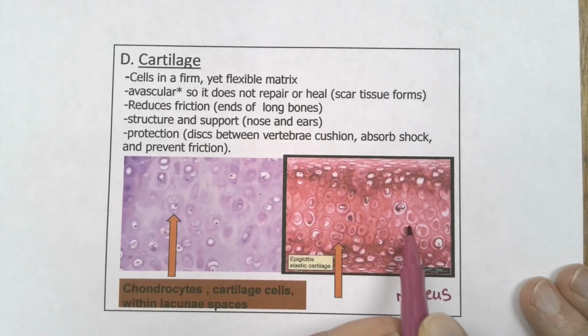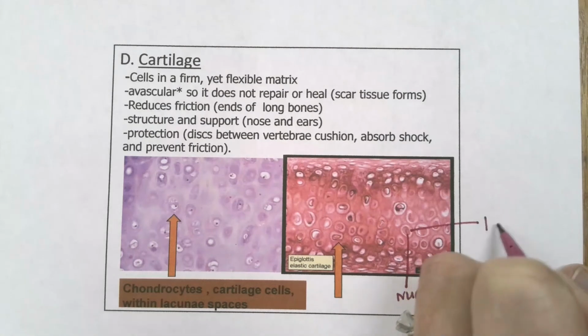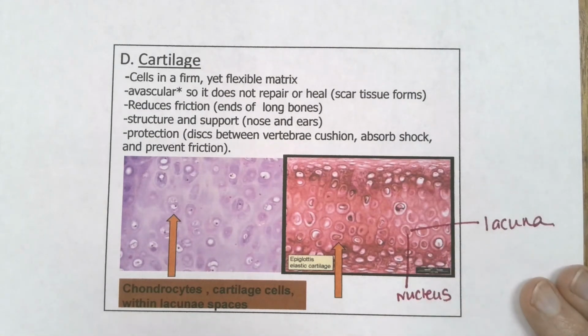Inside, notice there's a little light ring around that nucleus. Inside, what's called a lacuna. And we're going to see that again in our next type of tissue as well. It's just going to appear different. Okay, so the nucleus is inside of this little holding chamber, essentially called a lacuna, right, in cartilage.